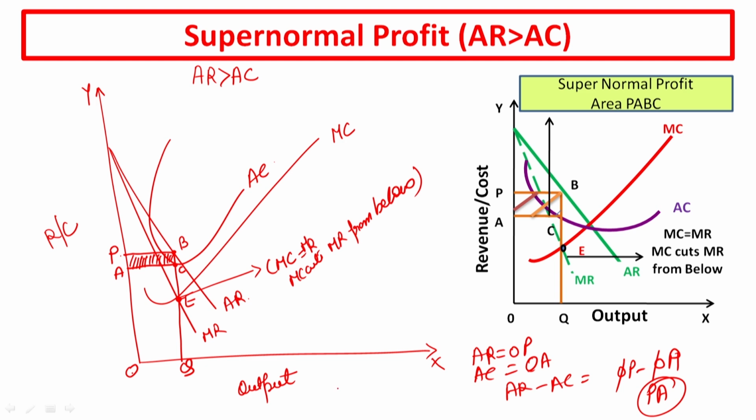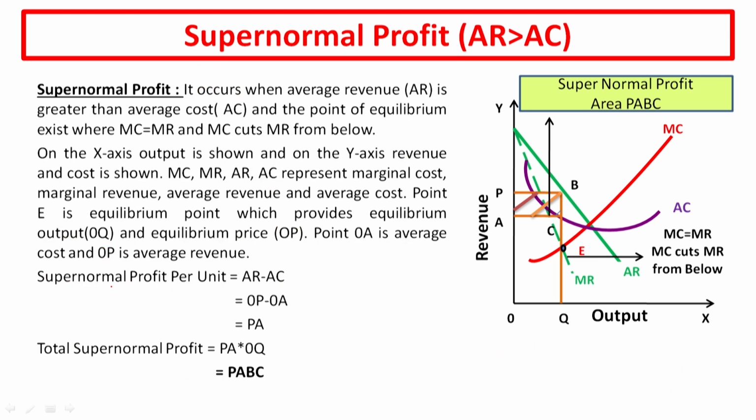That means when you multiply this per unit profit with the units of output, you will get the total area for the supernormal profit, and this area P, A, B and C is your supernormal profit. I hope you have understood it. So this is again the explanation for the supernormal profit, and this is the diagrammatic representation of the supernormal profit.